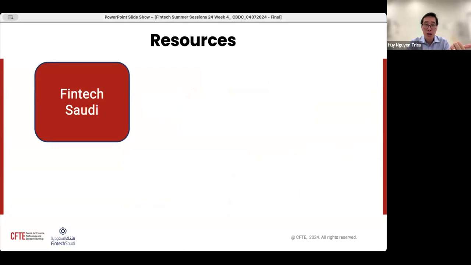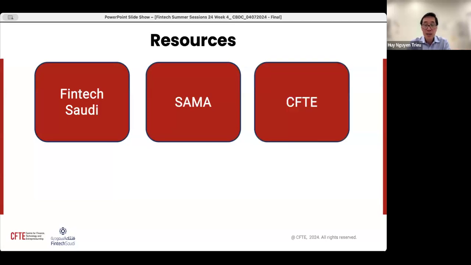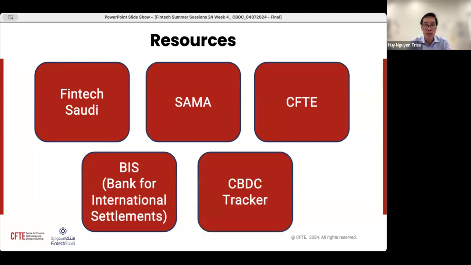Fintech Saudi has a lot of resources and will be able to share resources on CBDCs. SAMA, of course, as the central bank, has a really important role in all the initiatives. At CFT ourselves, we have a lot of resources, including research, projects, etc. The BIS, the Bank for International Settlements, has a lot of information and is involved in a lot of projects. And finally, the CBDC tracker gives you an idea of all of those projects.